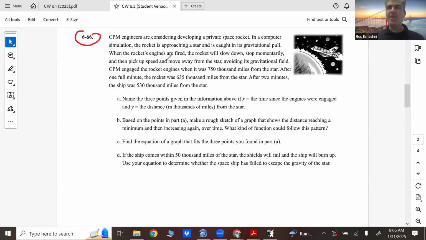Okay, good. All right, so because you guys are distracting, I'm gonna have you read. Lincoln, you read this. CPM engineers are considering developing a private space rocket. In a computer simulation, the rocket is approaching a star and caught in its gravitational pull. When the rocket's engines are fired, the rocket will slow down, stop momentarily, and then pick up speed and move away from the star, avoiding its gravitational field. CPM engaged the rocket's engines when it was 750,000 miles from the star. After 1 full minute, the rocket was 635,000 miles from the star. After 2 minutes, the ship was 530,000 miles from the star.